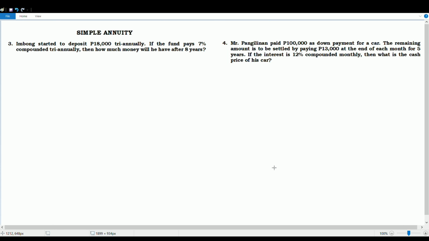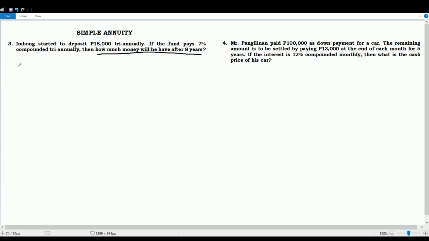Item number 3. Imbong started to deposit 18,000 pesos tri-annually. So that is 3 times a year. If the fund pays 7% compounded tri-annually, then how much money will he have after 8 years? So we are looking for the future value after 8 years.